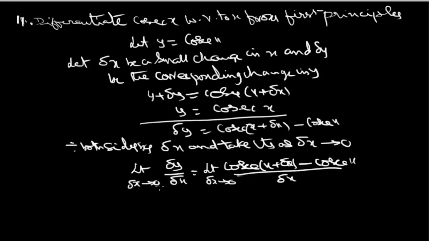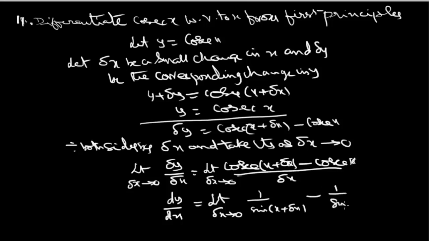The convention is that whenever limit delta x tends to 0, delta y by delta x is written in symbolic notation as dy by dx. Is equal to, here, as we don't have a formula for cosecant C minus cosecant D, we write 1 by sin of x plus delta x, minus cosecant x, which is written as 1 by sin x, and the whole divided by delta x.